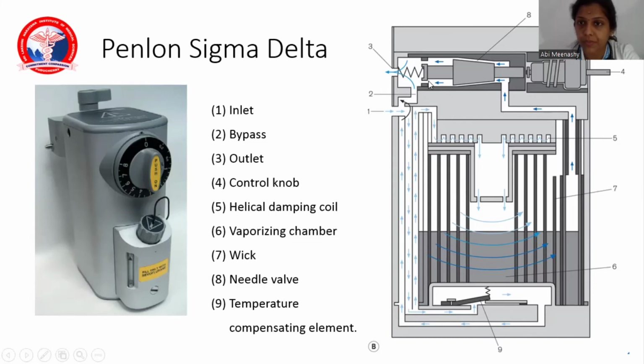3 is your outlet. 4 is your control knob. It will go up and down. Okay. So this is your helical damping coil in the vaporizing chamber to increase the surface area of contact. 6 is the vaporizing chamber. This gray area is your liquid anesthetic agent. As you can see, light blue becomes dark blue. That is, less saturated becomes more saturated. 7 is the wick.